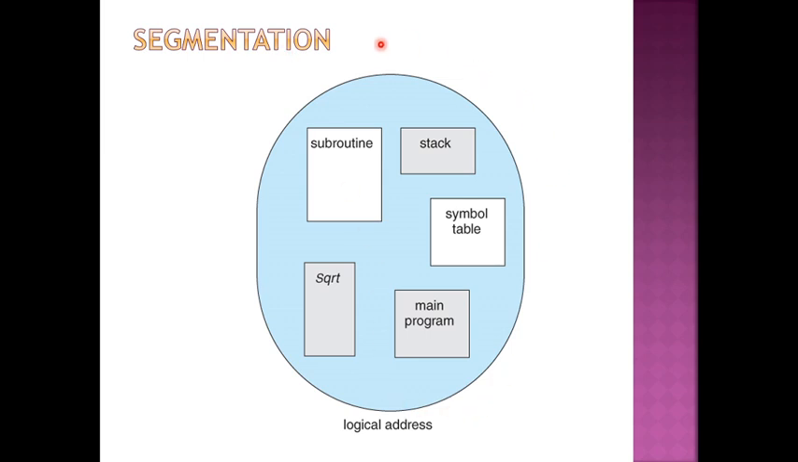Now when you look at any program, if I've written a simple C program, then I'll have a main program that has been written. Apart from a main program, I may be having some subroutines. I may have a stack, I may have a symbol table, I may also be having a square root function. So these two are the functions or subroutines, whereas these two are again your compiler specific data that you require. So whenever I as a user look at any program, this is my view. This is the logical view of any program. So this logical view is supported by segmentation.